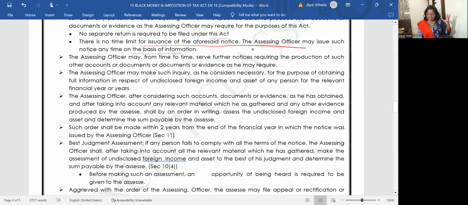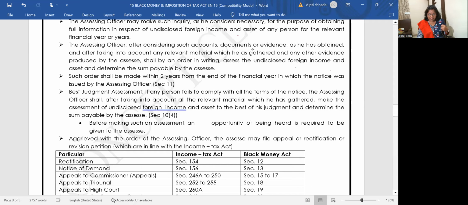They can inquire. And after considering documents, evidence, all this inquiry, he may issue an order in writing, assess the undisclosed income and assets and determine the sum payable. Such order shall be made within 2 years from the end of the financial year in which notice was issued. See, you have time for reassessment, 4 years, block assessment and all. But this doesn't have that time. But whenever notice is issued, within 2 years from the end of the financial year in which notice is issued, assessment should be completed. If the person fails to comply with the notice, अरे बेनामी अकाउंट है, बैंक अकाउंट है, फॉरेन में उसका डिटेल लाओ, मिलने आओ, करो, you are not responding, then they will do the best judgment assessment after taking into account all facts and assets to determine, and before making an assessment, an opportunity of being heard is definitely given to the SSE.